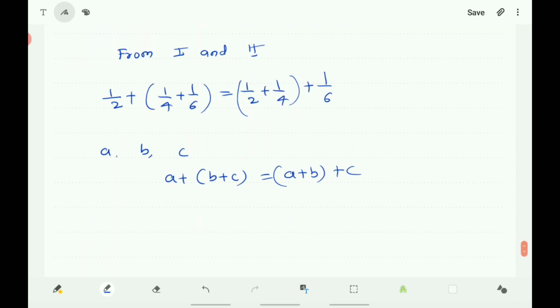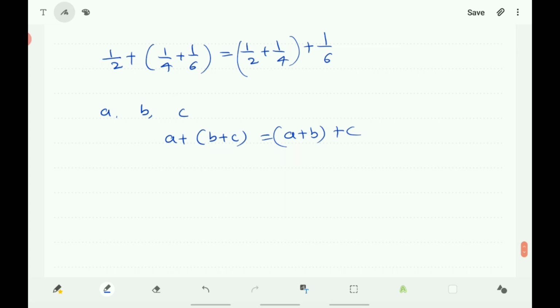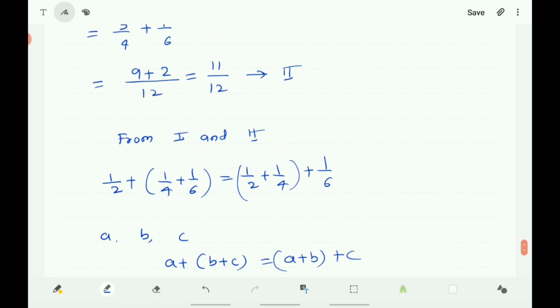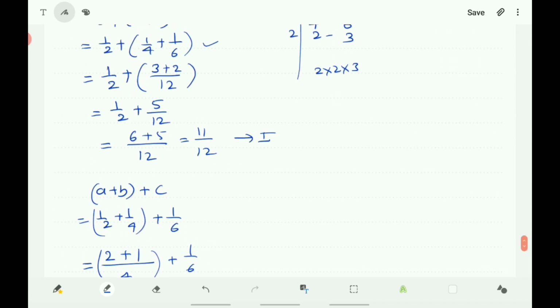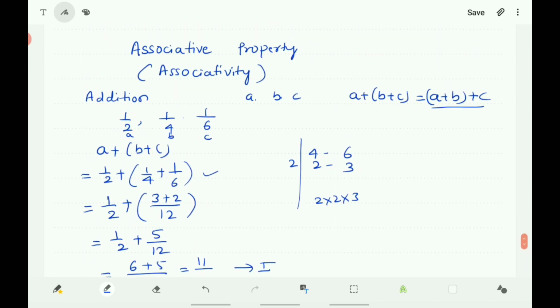Addition is associative for rational numbers means it is also associative for whole numbers and integers, because you know that all whole numbers and integers are rational numbers. Therefore you can conclude that addition is associative for whole numbers, integers and rational numbers.